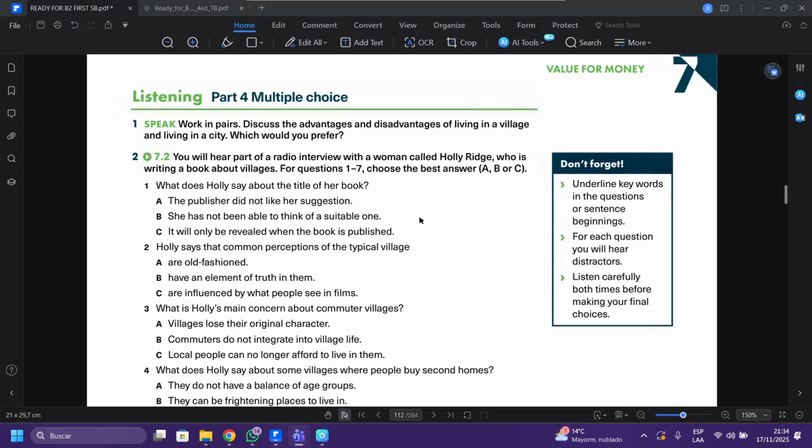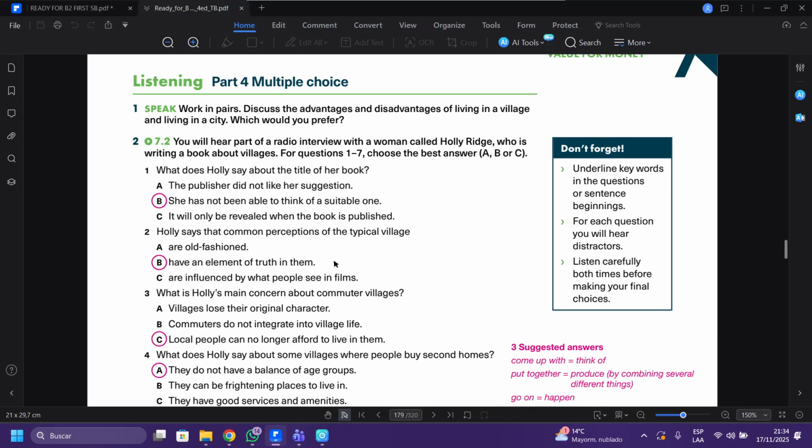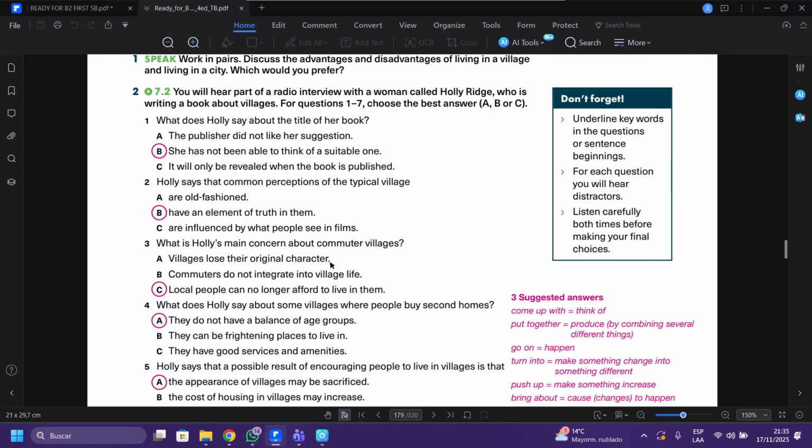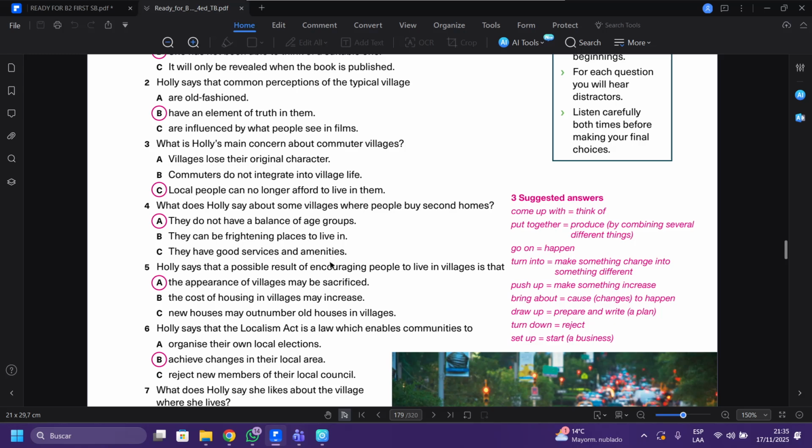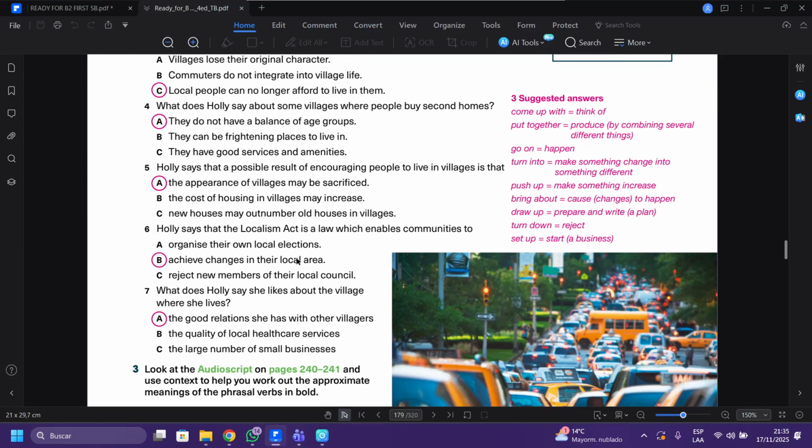Alright, so I'm providing you with the answers right now. Number 1 was the item B. Number 2, letter B. Number 3, letter C. Number 4, letter A. Number 5, letter A. Number 6, letter B. Number 7, letter A.